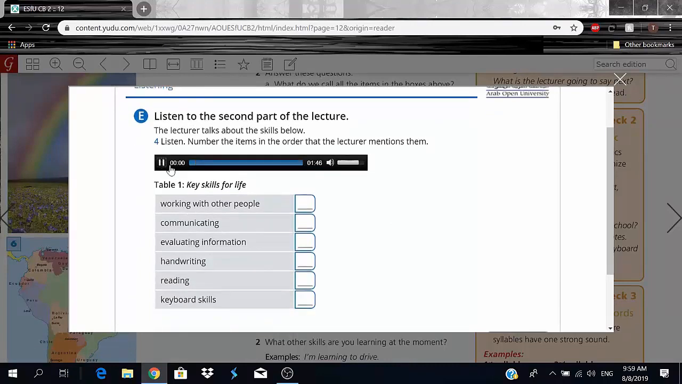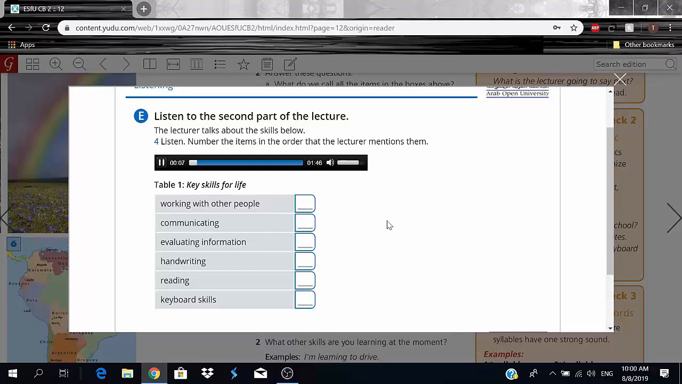Here we go. 4. Exercise E. Listen. And here the lecturer, excuse me for pausing it, is going to be talking about these key skills for life, and I do agree that these skills right here are key for a good and simple life, okay, and these skills help immensely. So we're going to write the order down for these skills right here. So I'll let it play the first time, you guys try to solve it, and I'll play it the second time, and I'll solve it then.